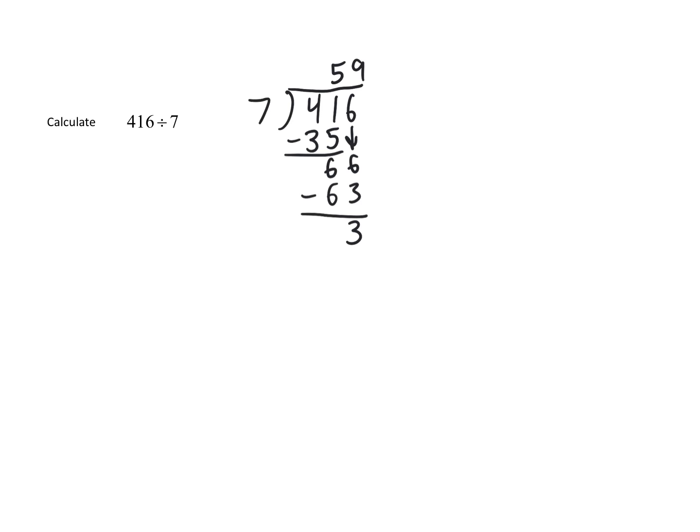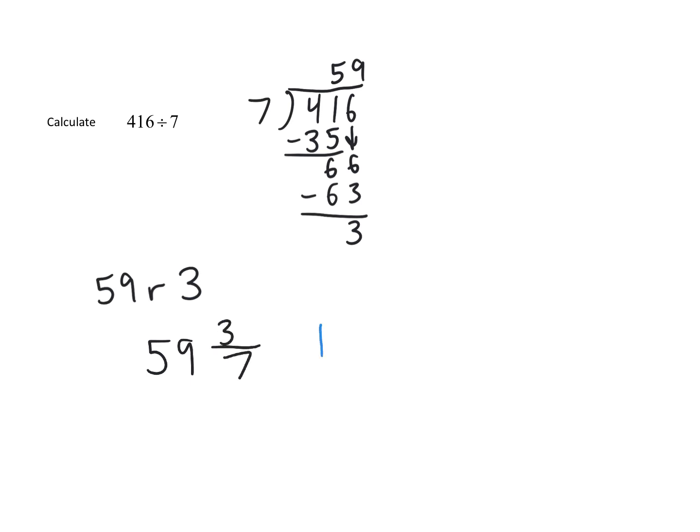Now, can't go any further, so there's a couple ways we can write this. We could write the answer as 59 R3, so 59 remainder 3. Another way we could write this answer is 59 and 3/7.